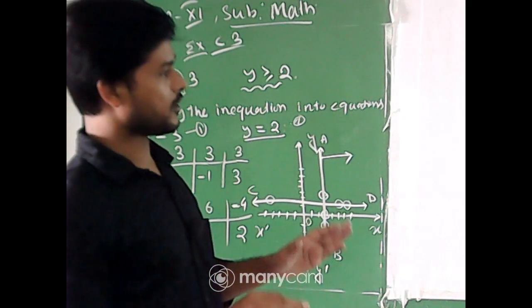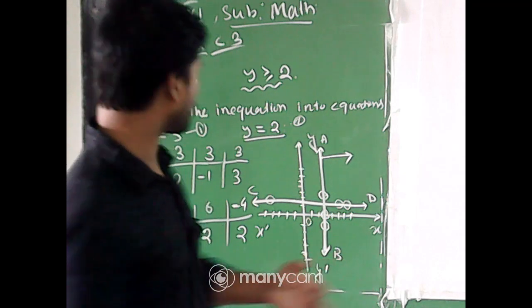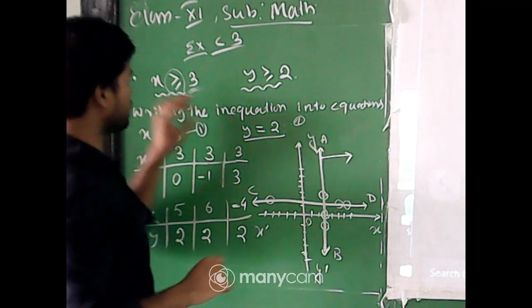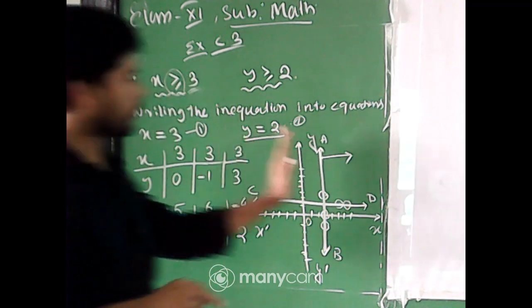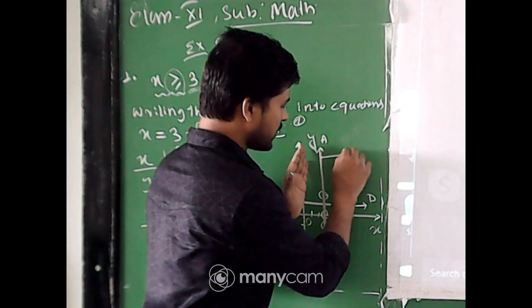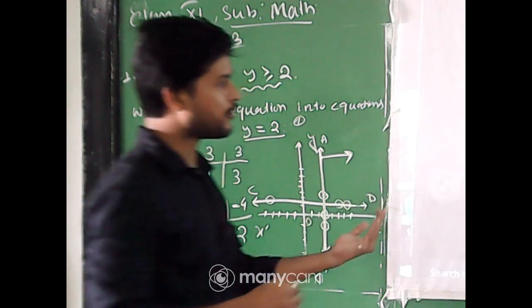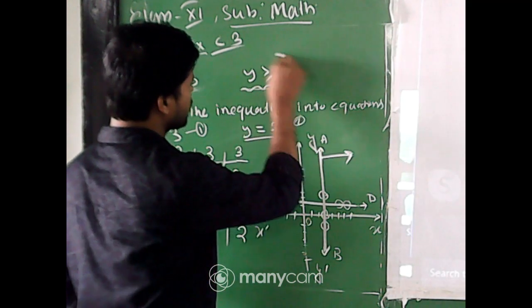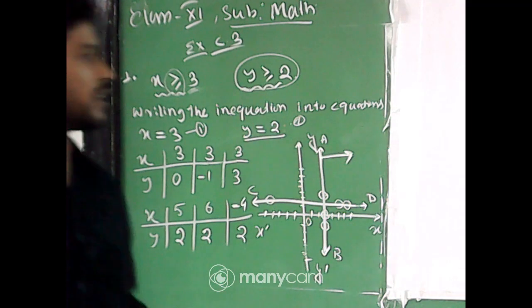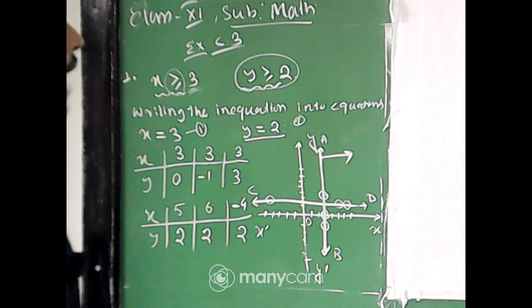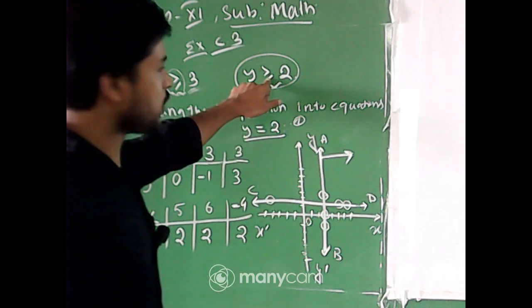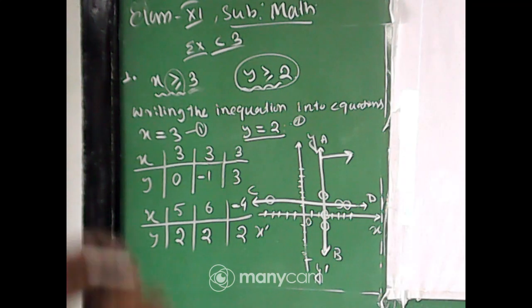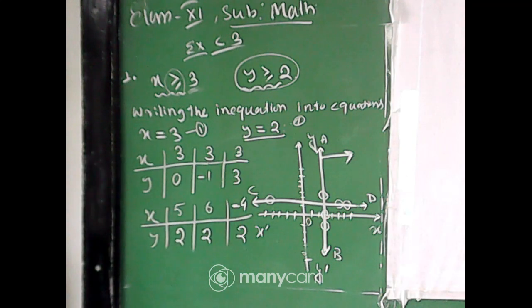Got it? If the sign is greater than 0, provided the right hand side is positive, the region will be away from the origin. And if it is less than 0, the region will be towards the origin. So tell me, y greater or equal to 2. In which direction will the region be? Towards the origin or away from the origin? Look at the sign, it is greater than or equal to.